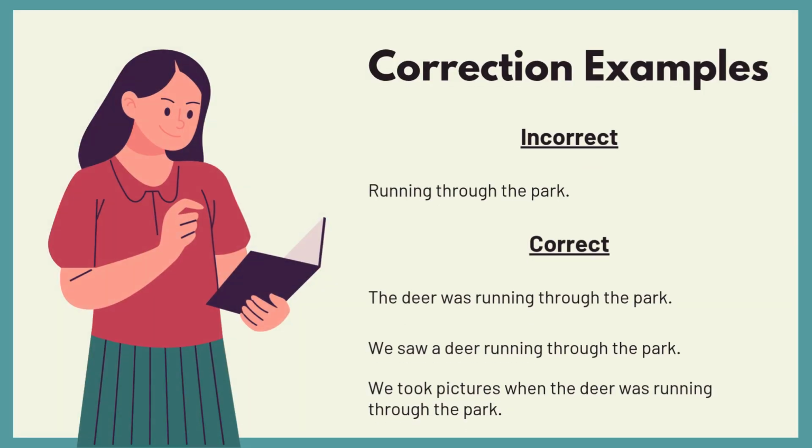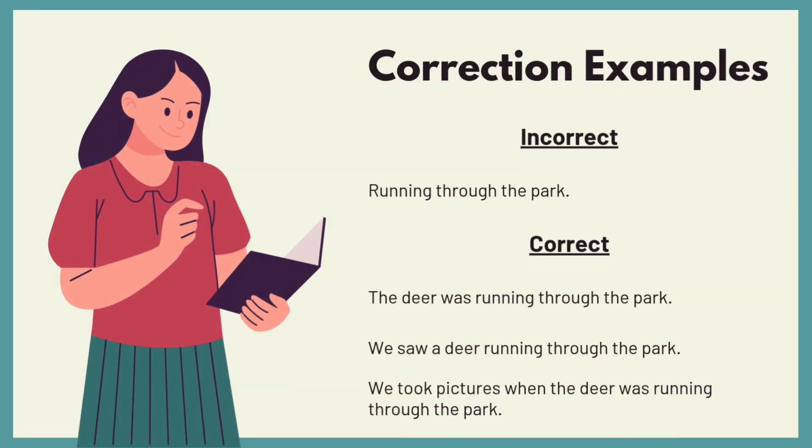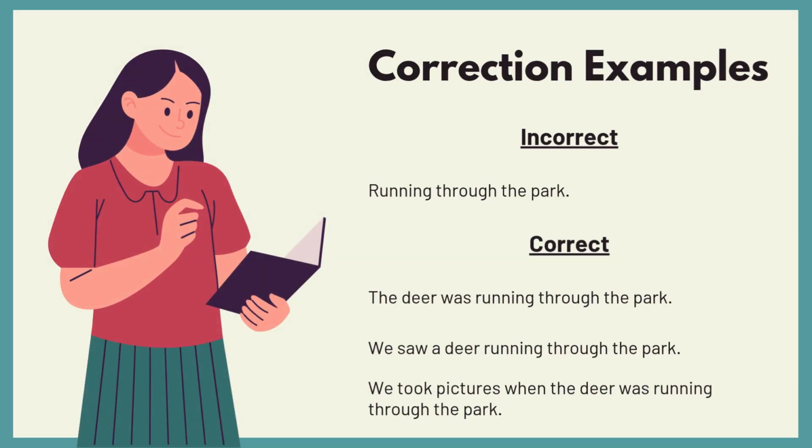Correction examples. Incorrect. Running through the park. Correct. The deer was running through the park. We saw a deer running through the park. We took pictures when the deer was running through the park.